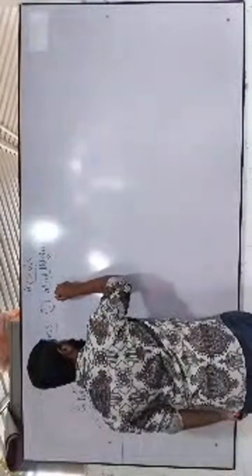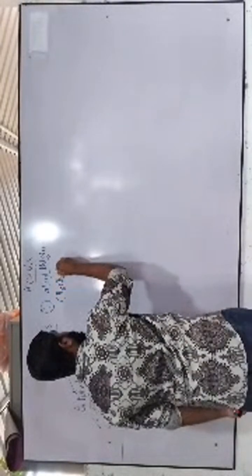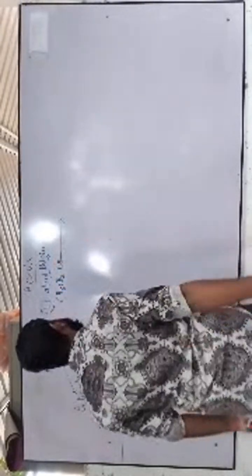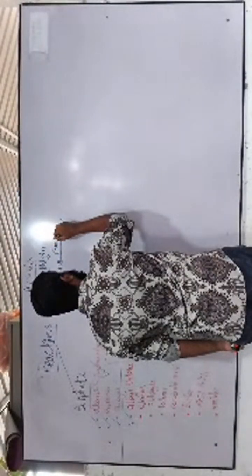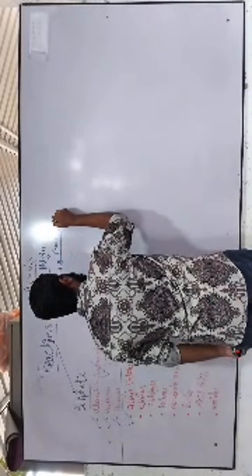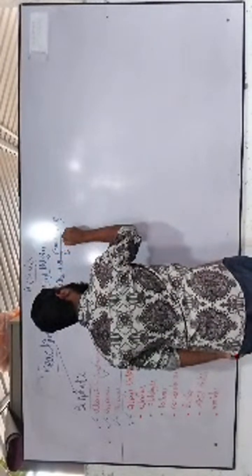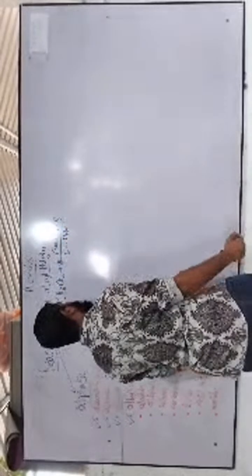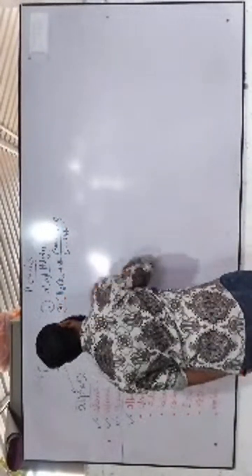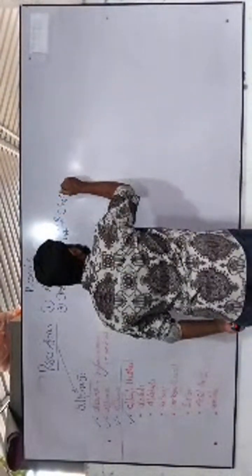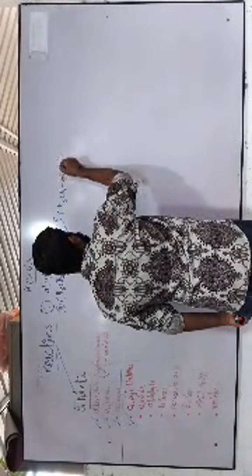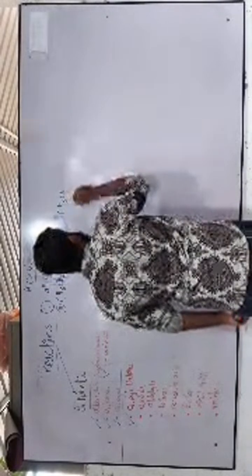Once you have alcohol, let's say CH3CH2OH, if you put concentrated HCl or concentrated HBr, you will get CH3CH2Br or CH3CH2Cl. You can do it in this manner also.